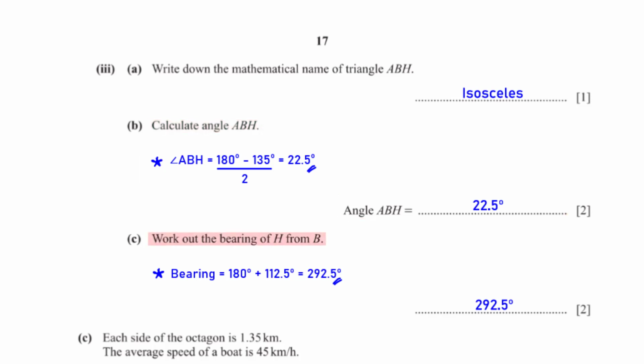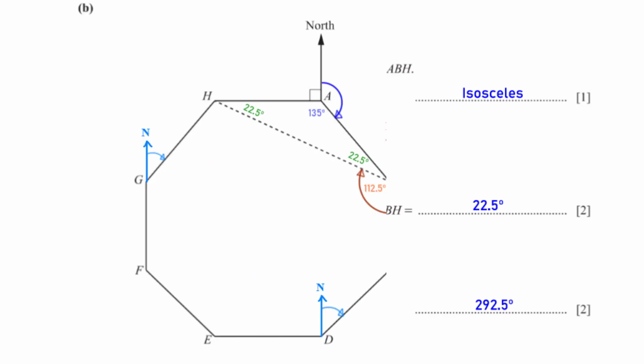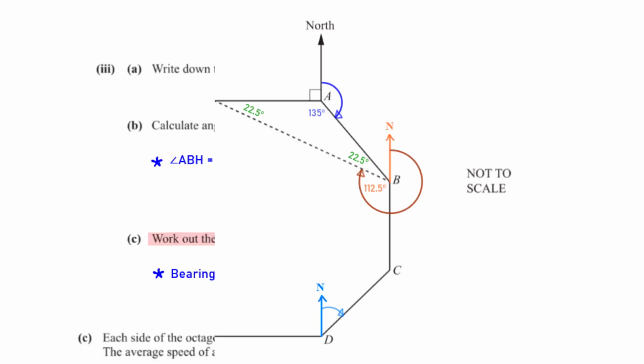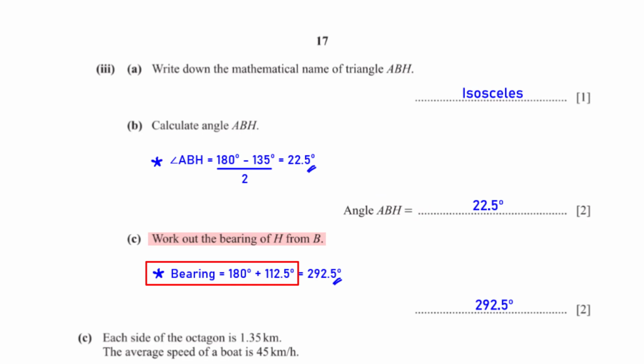Work out the bearing of H from B. On the diagram, we've indicated the bearing of H from B. To get angle HBC, we subtract 22.5 from 135, which gives us 112.5. Angles on a straight line add up to 180 degrees. So the bearing of H from B is 180 plus 112.5, which is equal to 292.5 degrees.